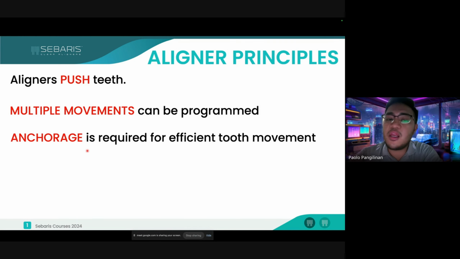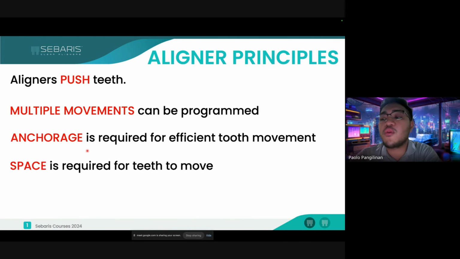We can simulate your teeth to wherever it's gonna be. But one of the main reasons why off tracking is detected during treatment is because, number one, anchorage is not actually considered. And the next thing is, of course, space is required for your teeth to move. Now, the most common cause of low predictability movement is because of these two things.